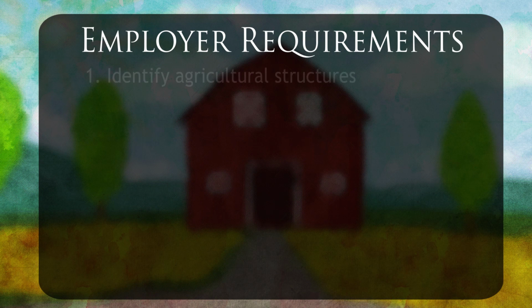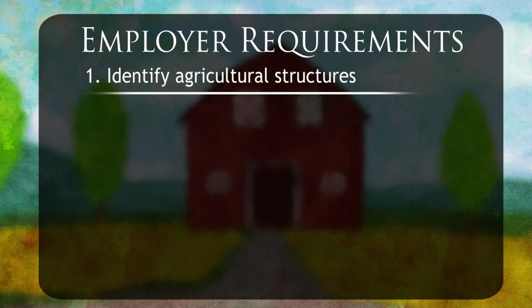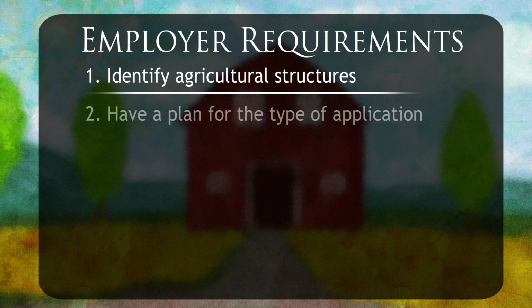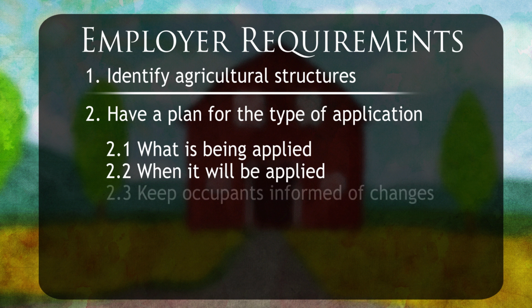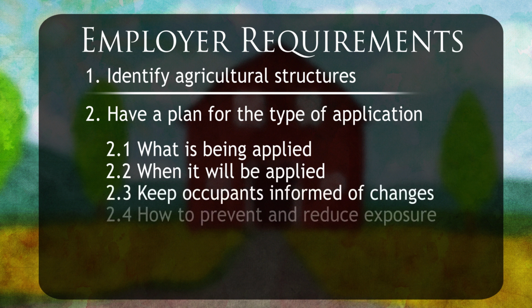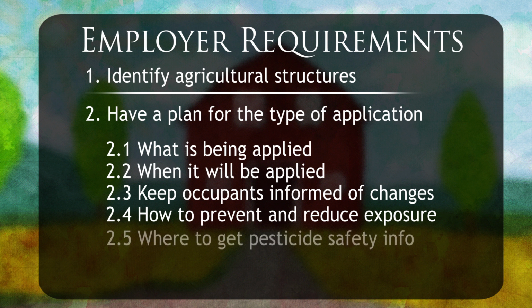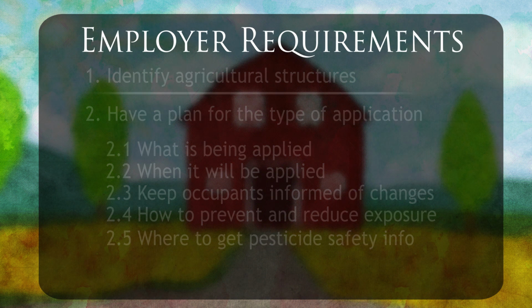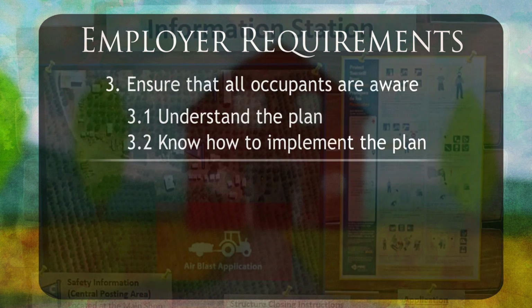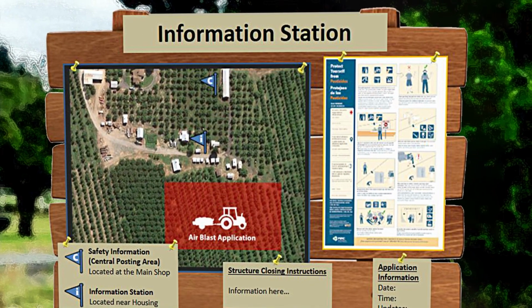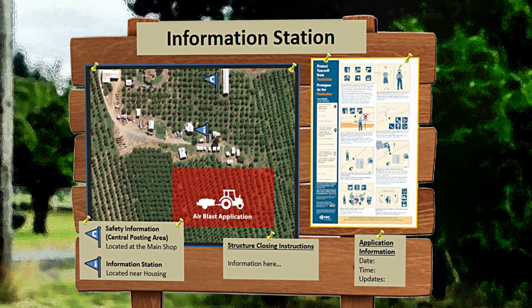The employer has many requirements that include: Number 1, identify all structures that would be in one of the AEZ areas. Number 2, have an appropriate plan for the type of application that is expected. And that will include what is being applied, when it will be applied, and this is the time of day, beginning and ending, how occupants will be informed of any changes to the plan, how to prevent and reduce exposure, and where to get pesticide safety information. Number 3, ensure that all occupants are aware and understand the plan and know how to implement it. Lastly, provide easy access to this information by displaying it in close proximity to the agricultural labor housing.